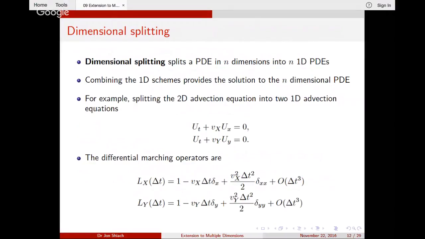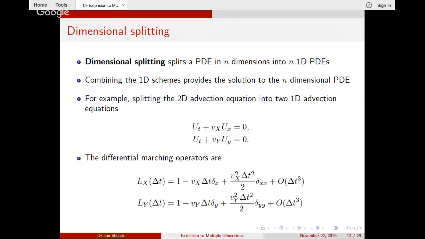We can split by dimension, and we can also split by term. I'm going to first look at splitting by dimension. Essentially, this splits a PDE in n dimensions into n 1D PDEs. In other words, it just makes a complicated problem simpler. Combining the 1D schemes should provide the solution to the n-dimensional PDE.